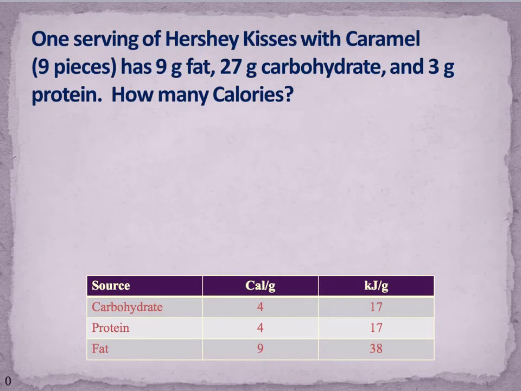So let's look at an example here, and the only reason I picked Hershey Kisses was because I happen to have some sitting on my desk. So we have 1 serving of Hershey Kisses with caramel, so that's 9 pieces, has 9 grams of fat, 27 grams of carbohydrate, and 3 grams of protein.